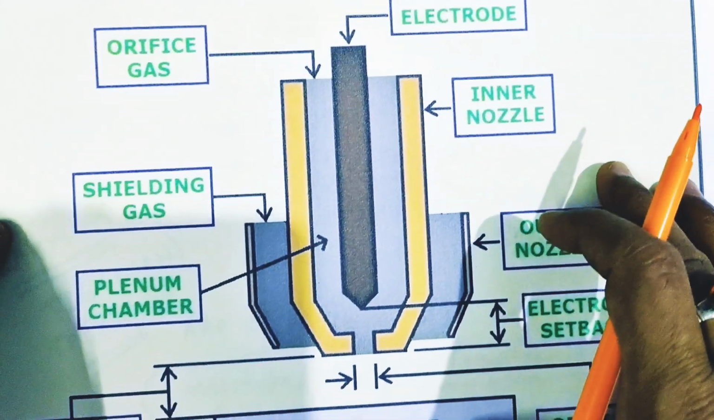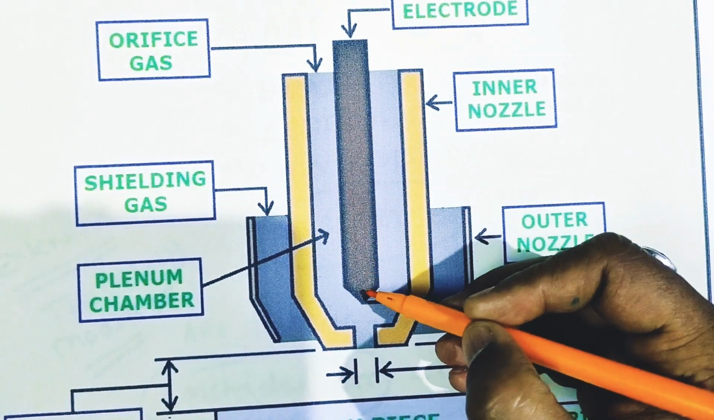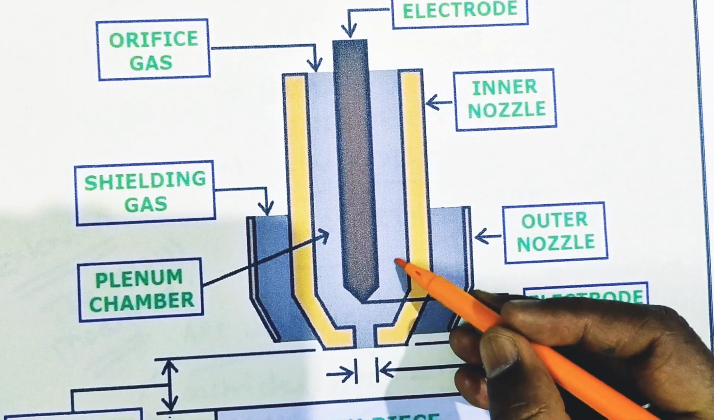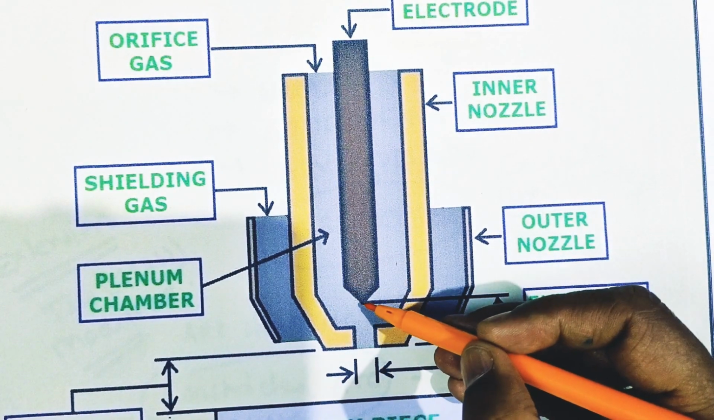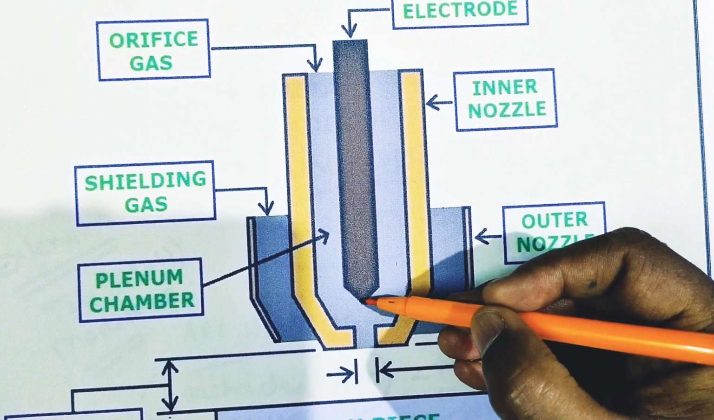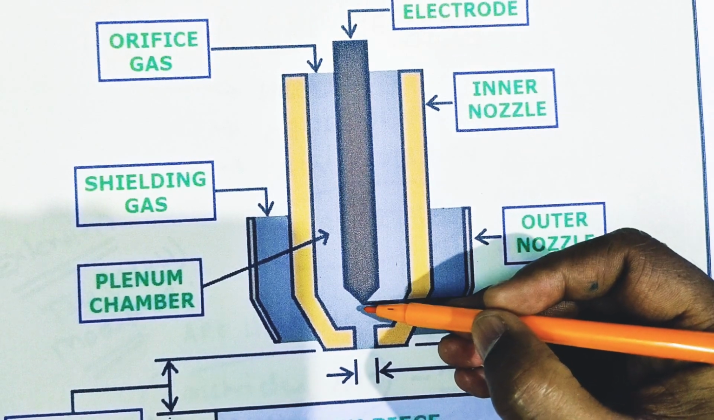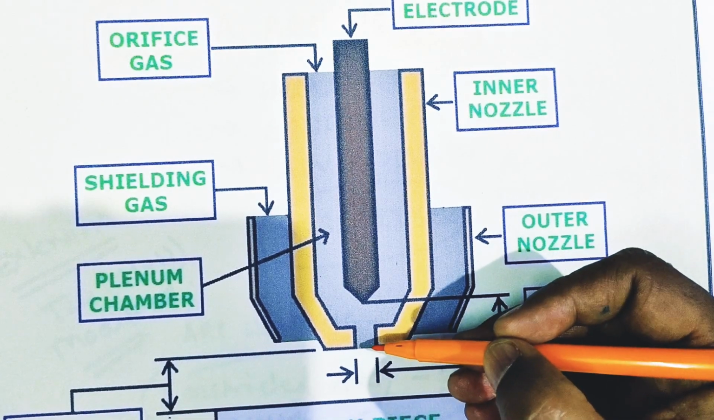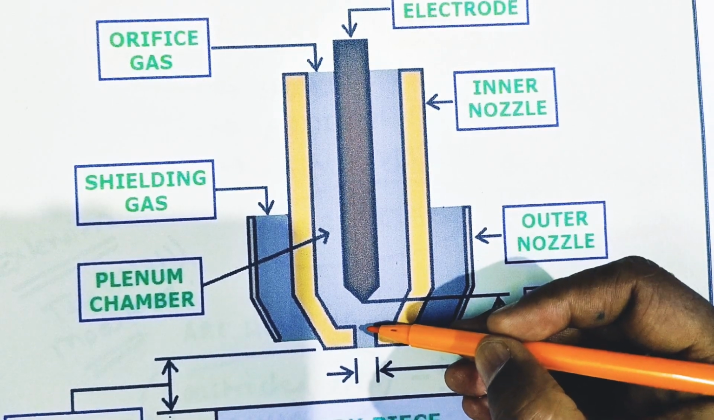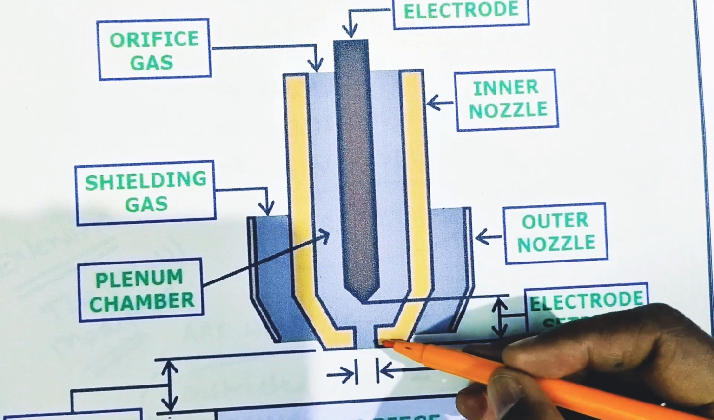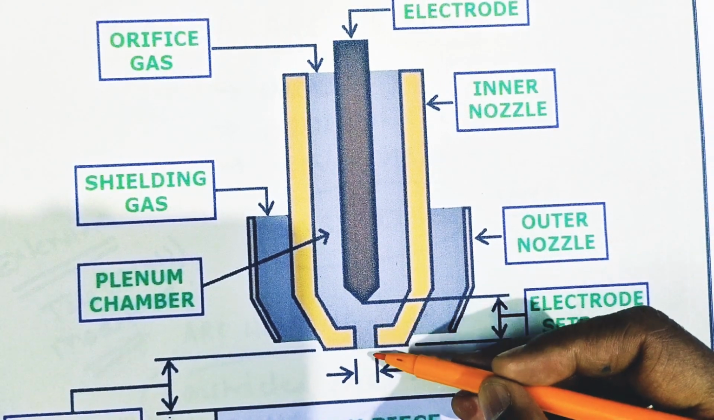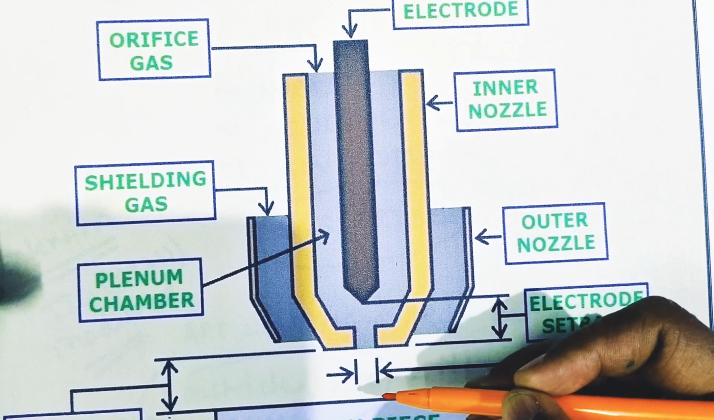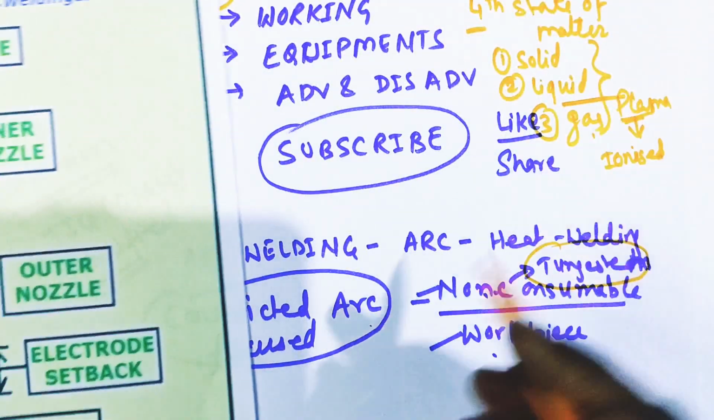So what happens? The arc generated by this electrode hits the orifice gas and the orifice gas becomes ionized. How? Just due to heat, the electrons leave their atoms and the gas becomes ionized. This ionized gas comes out from the nozzle as a plasma jet stream.